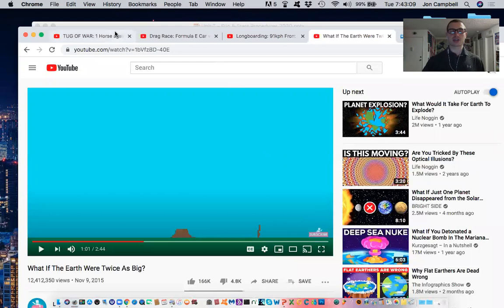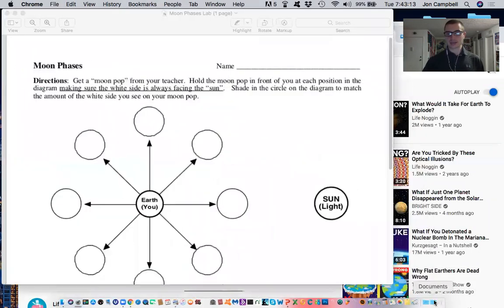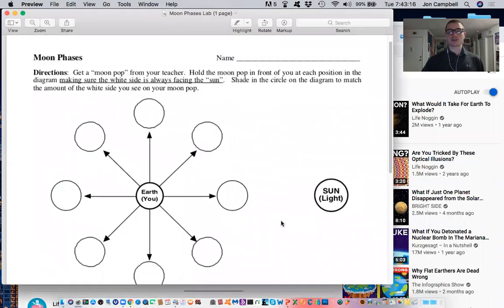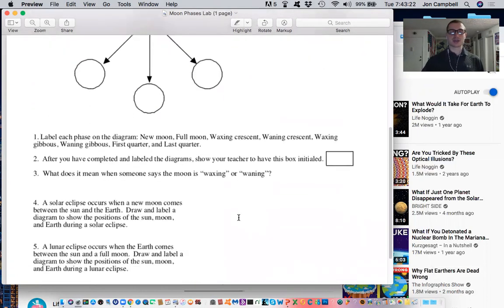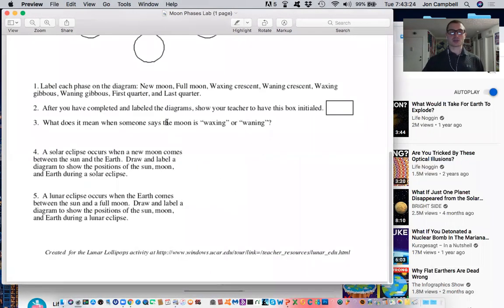All right, guys, so that concludes everything for today. Again, your moon phases lab. You've got to label the moon phases here according to the sun's position and our position, right? You've got to answer these few analysis questions. What does waning and waxing mean? Waning moon, waxing moon. Illustrate a solar eclipse and label. Illustrate a lunar eclipse and label.